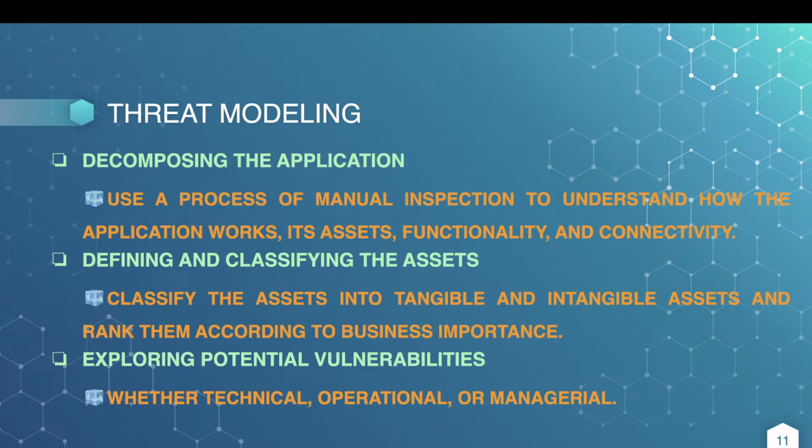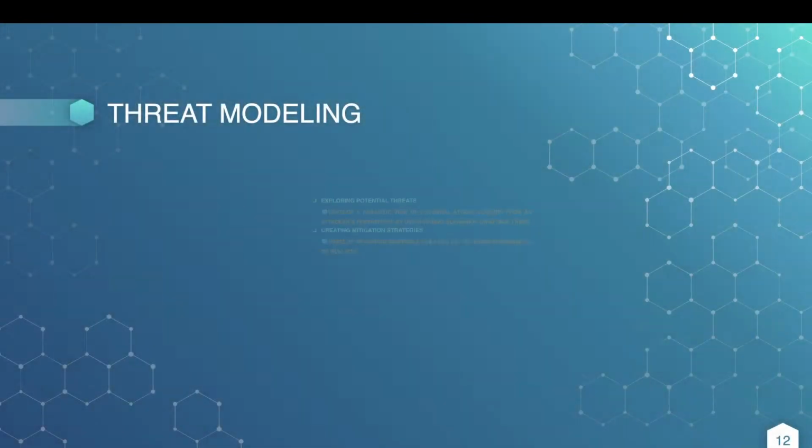When it comes to threat modeling, we want to decompose the application and we want to use the process of manual inspection. We want to go through the application, understand what it does, and then we want to see if we can hack it. We want to look at the functionalities and the connectivity, and then we want to define and classify those. We want to classify the assets into tangible and intangible assets and rank them according to business importance. Then we want to explore potential vulnerabilities on them, either technical, operational, managerial, business, etc. You can fill in that list yourself.